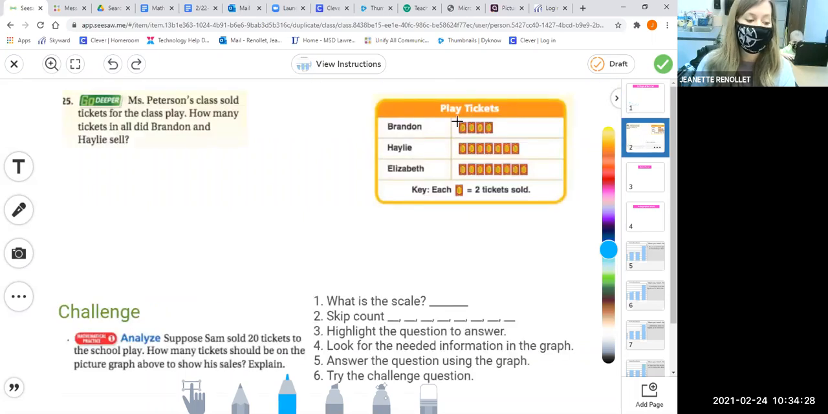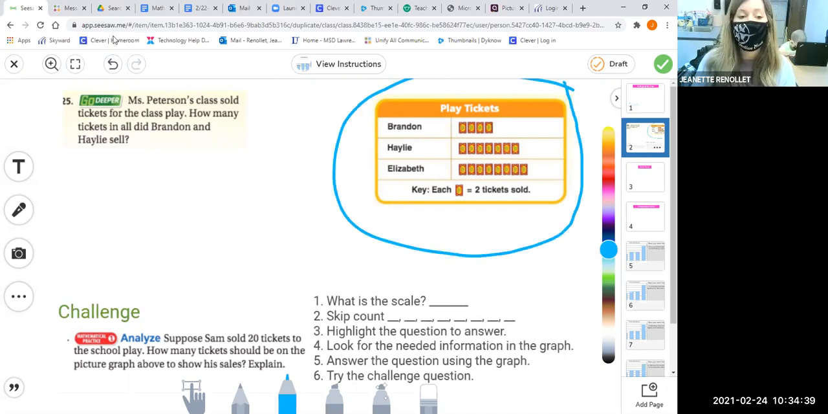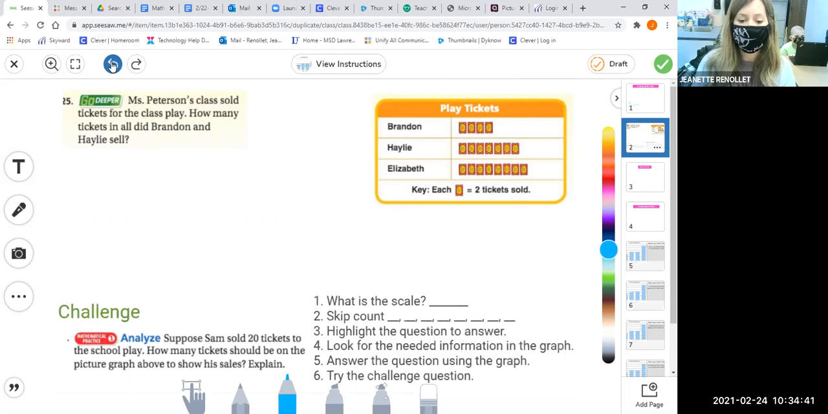I should see all screens focused on our slide number 2. Here we have an example of a picture graph or a pictograph right over here on the right. I want you to circle the title. Circle the title right now. Good. You should have circled play tickets. This graph is describing people who bought tickets to go see a play.